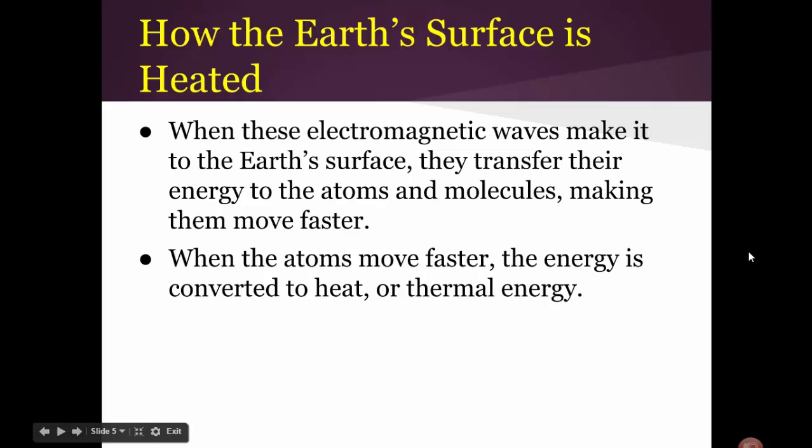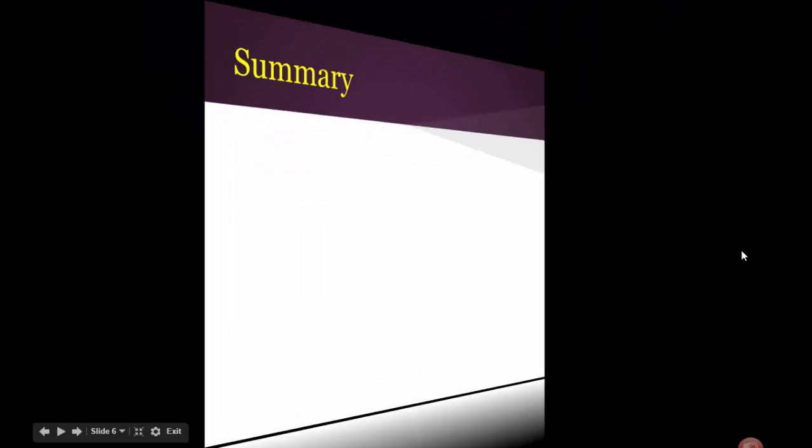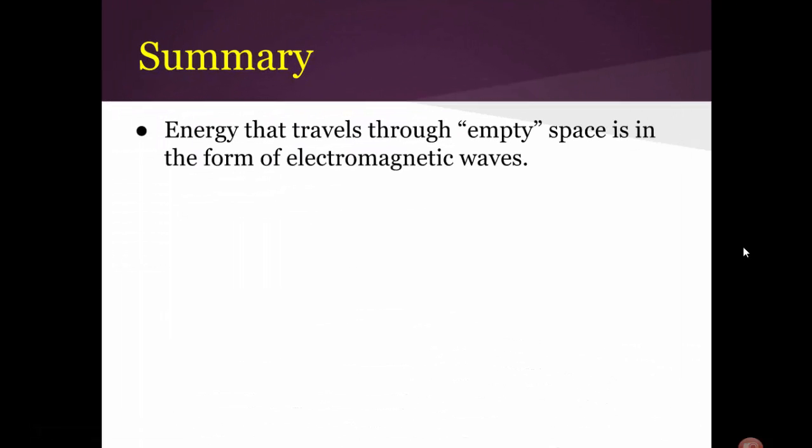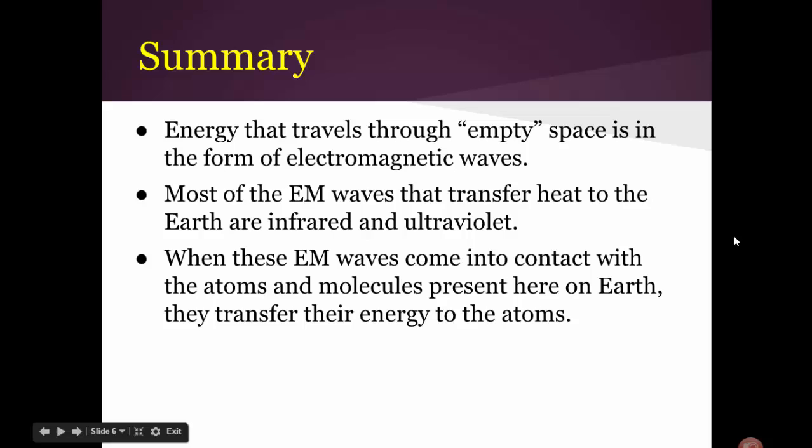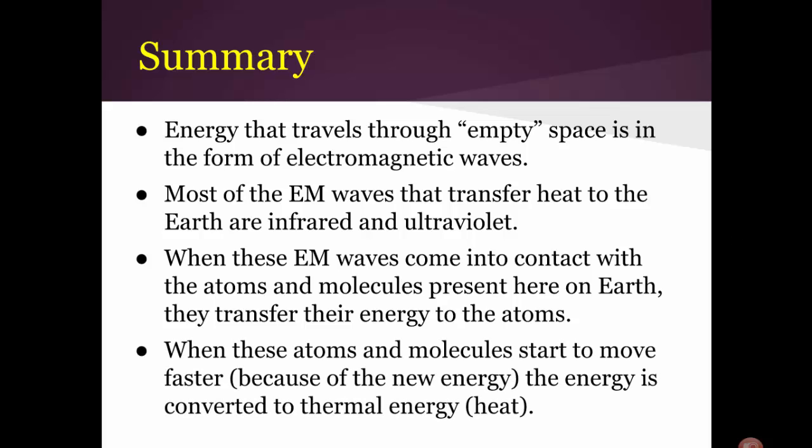So again, when these atoms or molecules move faster, the energy from the light is converted into heat or thermal energy. So to sum it all up, we know that energy travels through empty space in the form of electromagnetic waves. Most of that is going to be infrared or ultraviolet. When they come into contact with the atoms and molecules present on Earth, they transfer some of that energy to the atoms, and that transfer of energy makes the atoms start to move faster, they vibrate faster, they move around faster, and that is converted into heat energy. So it turns from light energy into heat energy.